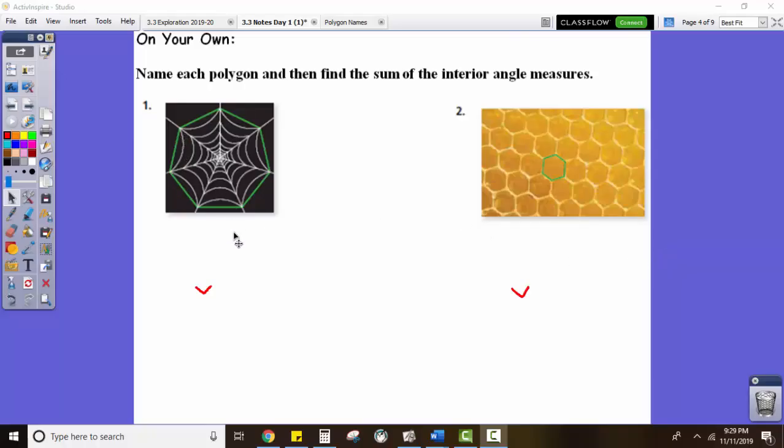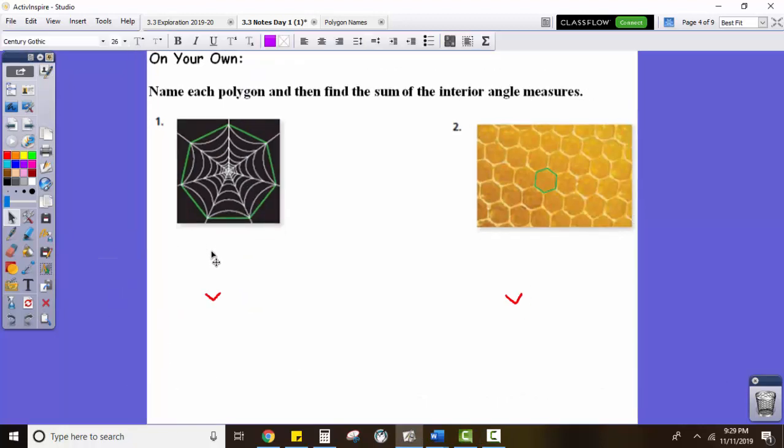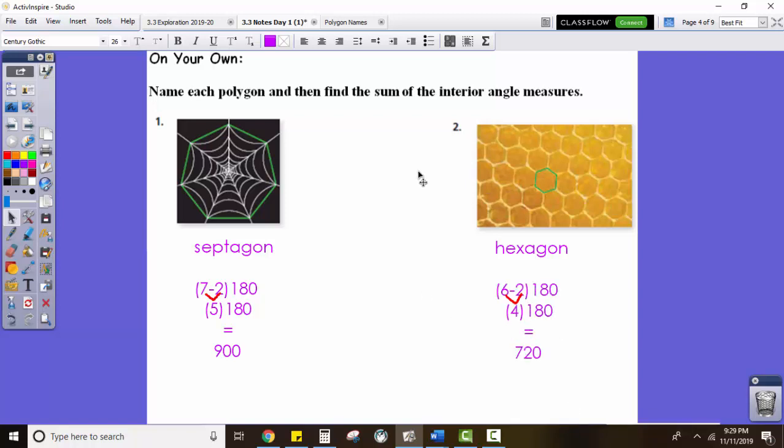Okay, number 1, it is a 7-sided figure, so that is what we call a septagon. And then when you do 7 minus 2, you get 5. Multiply 5 by 180, and that is a total of 900 degrees. Number 2 is a 6-sided figure, so a hexagon. So 6 minus 2 is 4, times 180 is 720 degrees.